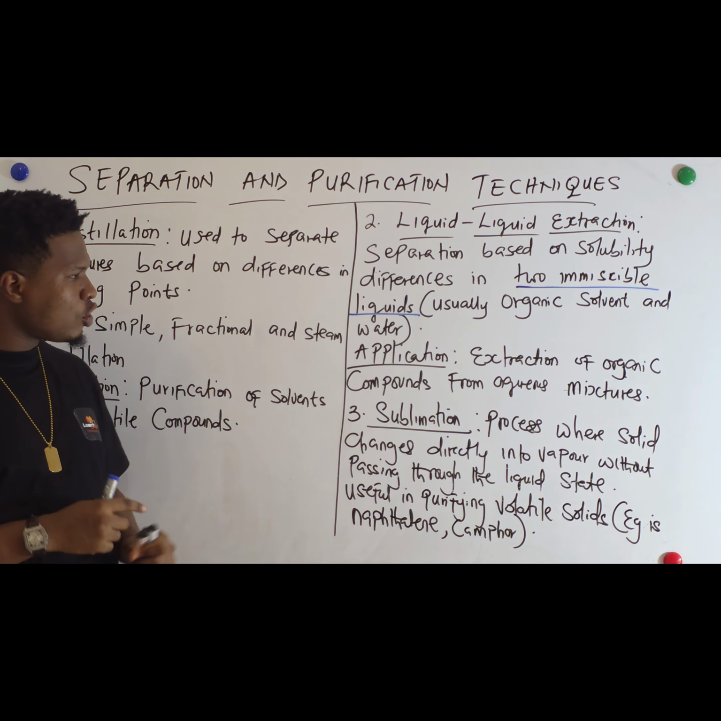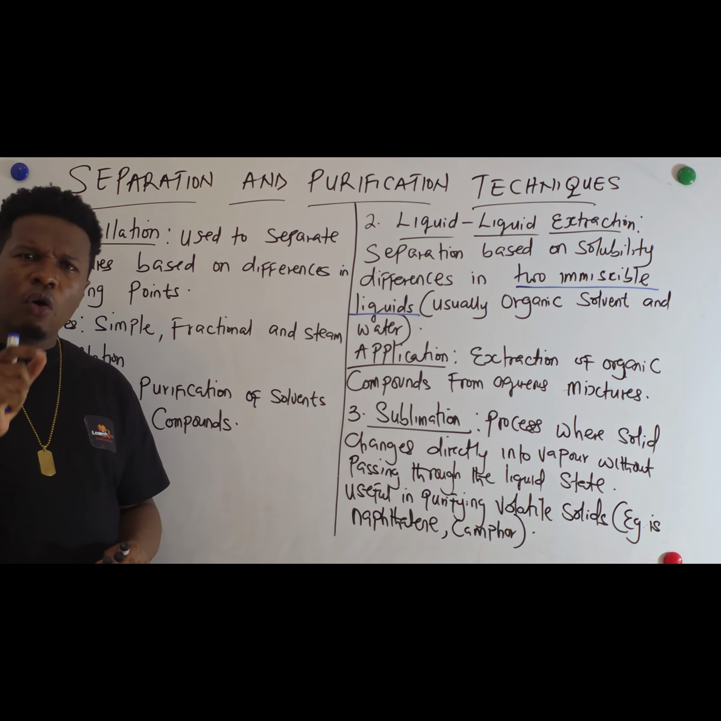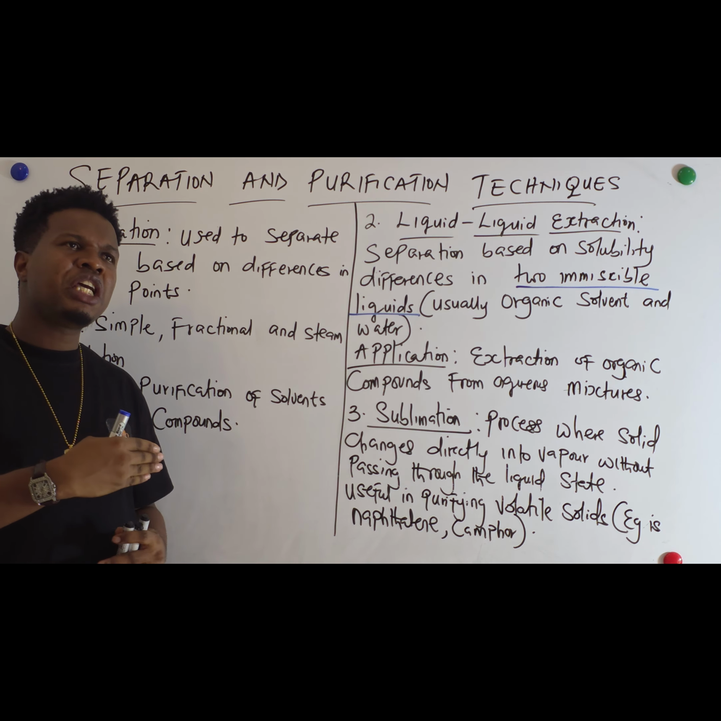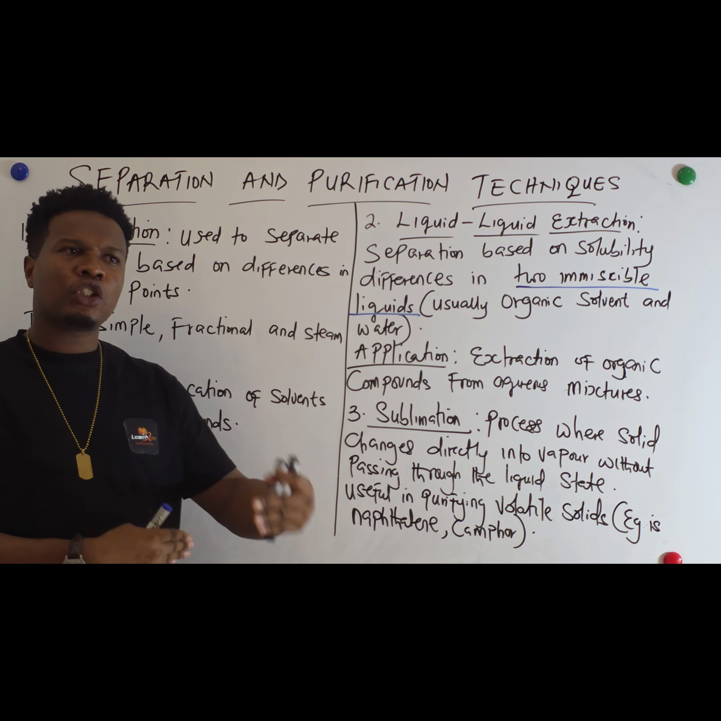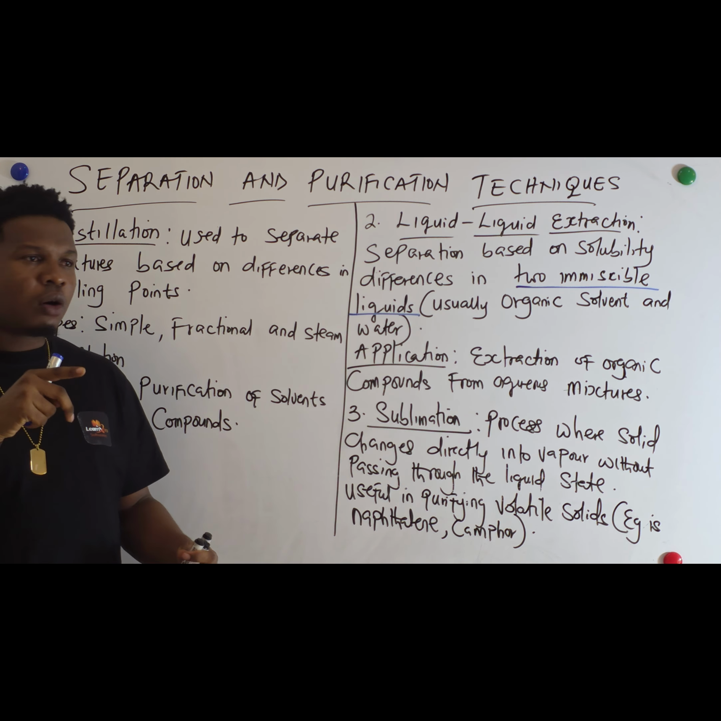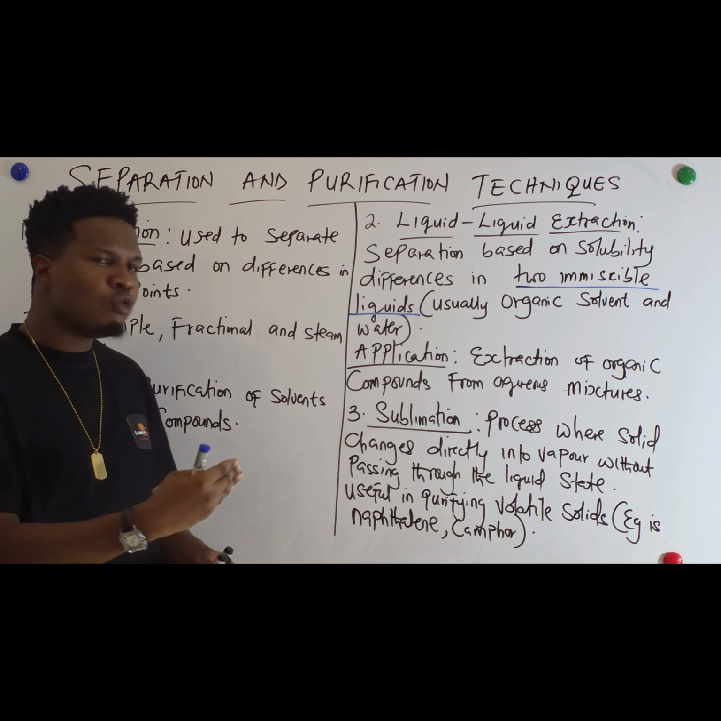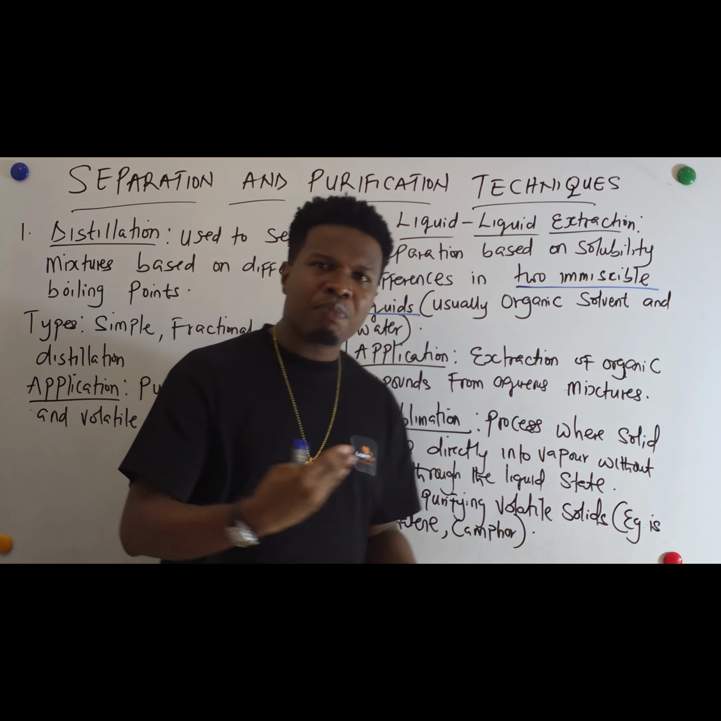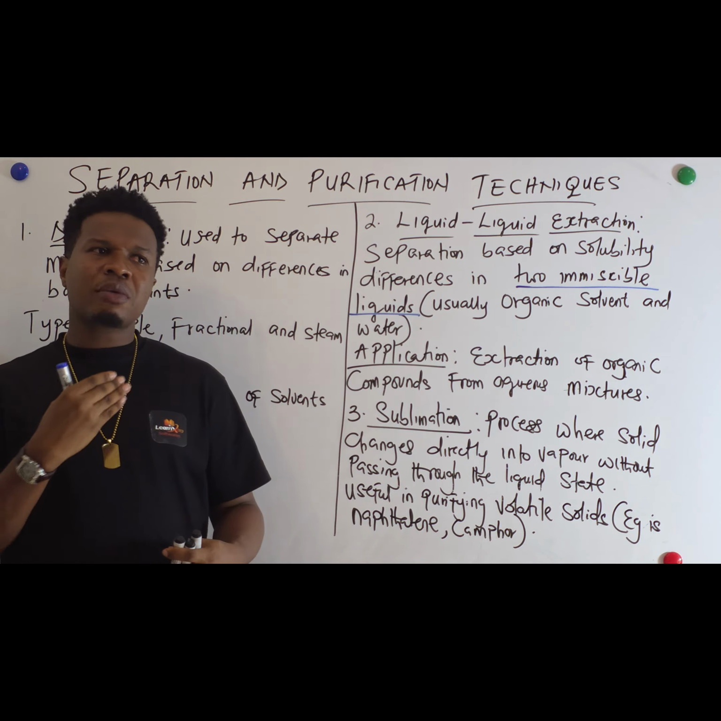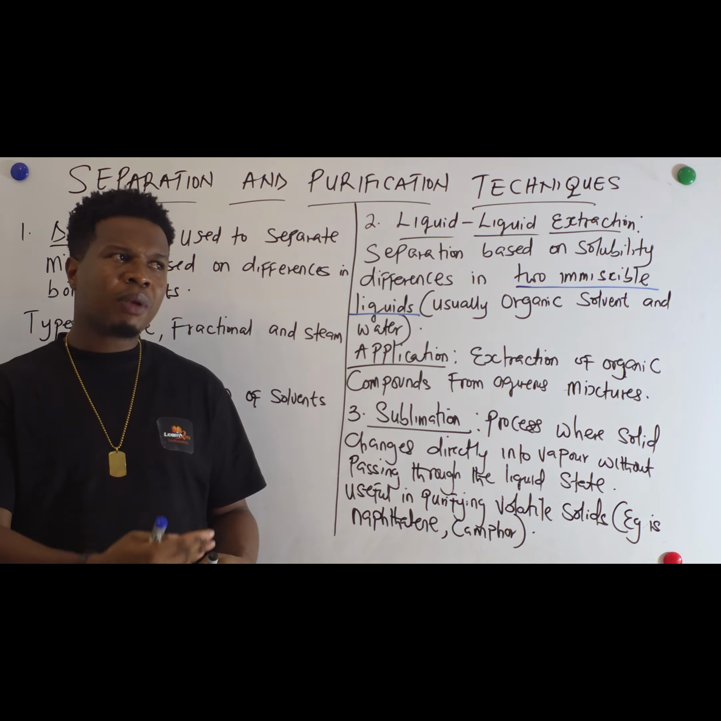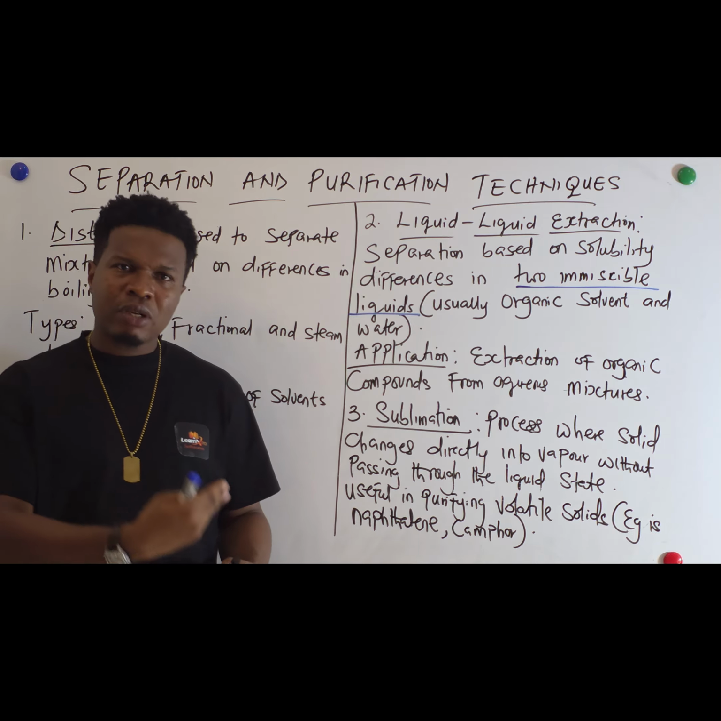Then the next one is the sublimation method. Of course, we know that sublimation involves something changing from its solid state to the gaseous form without passing through the liquid state. So if you want to use this method, you must make sure that what you're trying to separate is a substance that can sublime. Something that can sublime from a mixture, you can actually separate it from there.